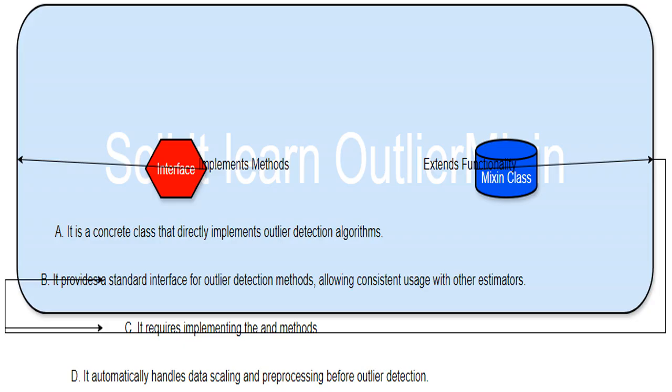I will say this is a special type of class in the Sklearn library. It's not a standalone algorithm but rather a blueprint that provides the structure for other classes to implement outlier detection capabilities. It acts as an interface. It defines which methods a class needs for consistent outlier detection within Sklearn.